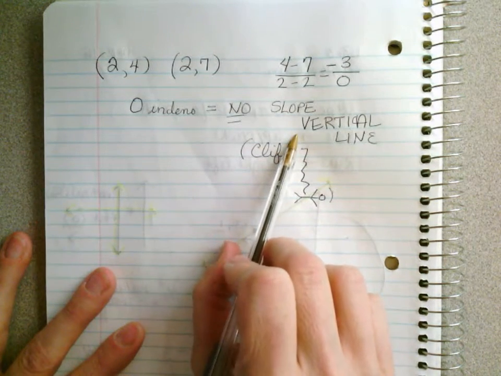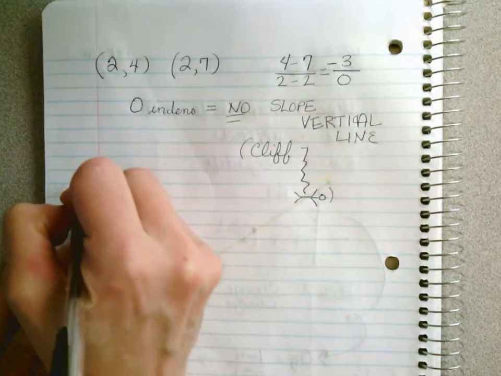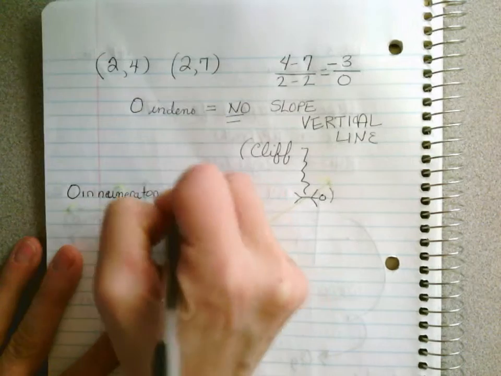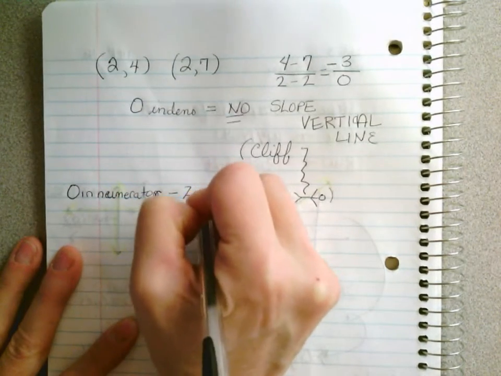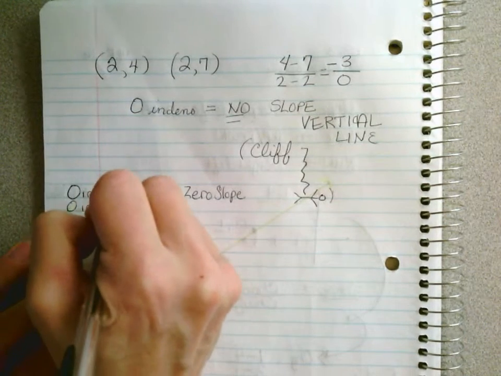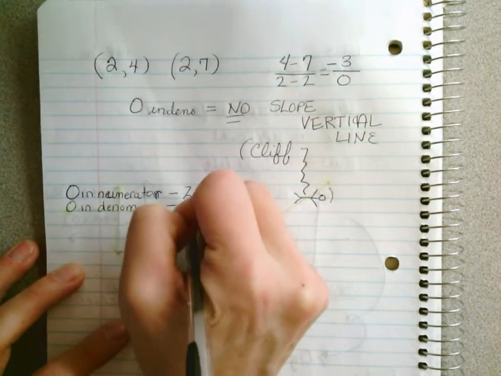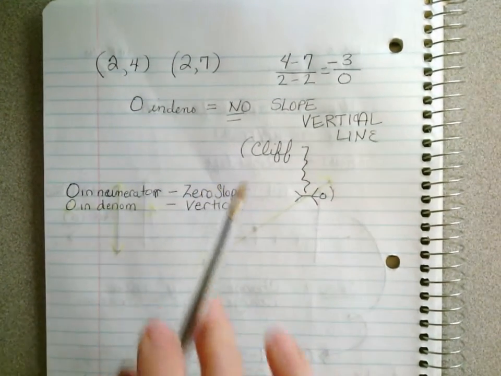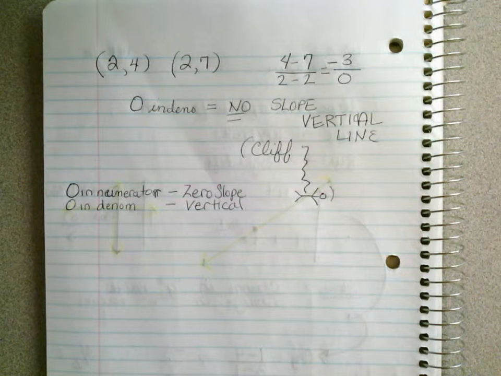So if I were you, I would say 0 in numerator. I would write numerator, 0 slope. 0 in denominator, I would write vertical. That way you can visualize the difference between 0 and vertical. To me, when I say 0 slope, which is flat, and no slope, I get confused. It's just me, maybe it's not you. Okay.